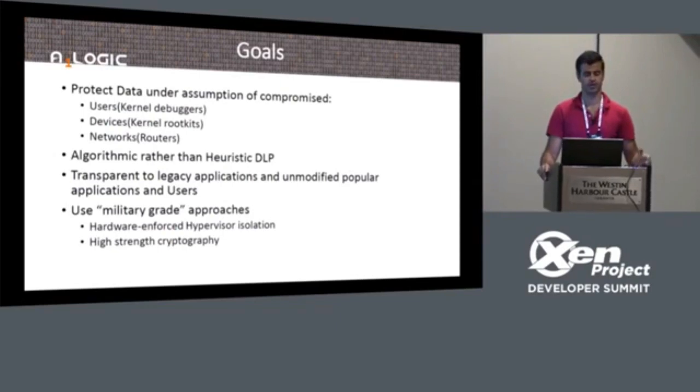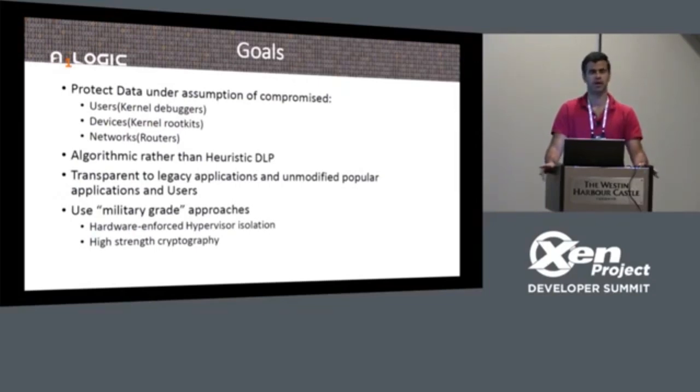So the goals for our design were multiple. First of all, we want to protect data under the assumption of compromised users, devices, and networks. So that means that Edward Snowden is inside of your network right now with a kernel debugger or a USB drive trying to steal things. All of your devices have kernel mode malware, for example, and your traffic is being sniffed by outsiders. If you look at some of the recent revelations, it was found that people are actually attacking routers and switches and trying to exfiltrate data from an organization.